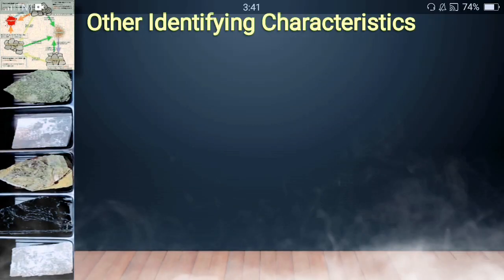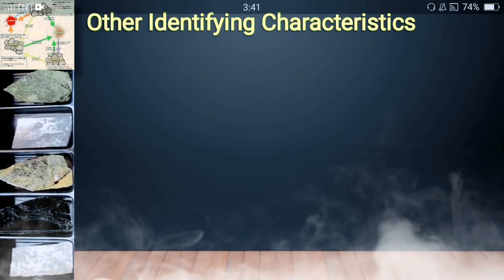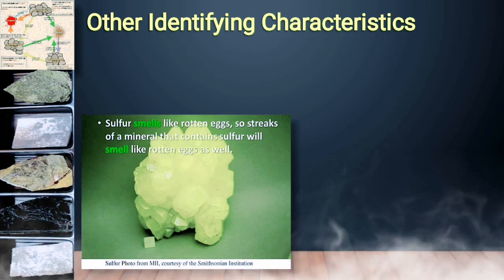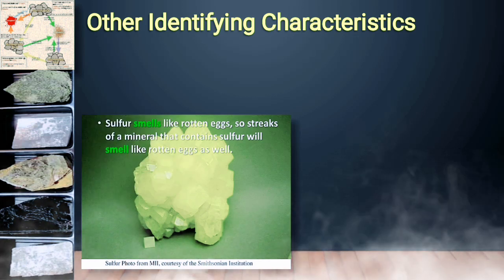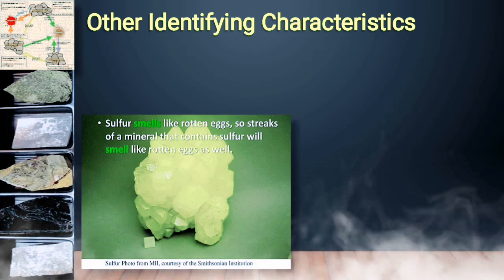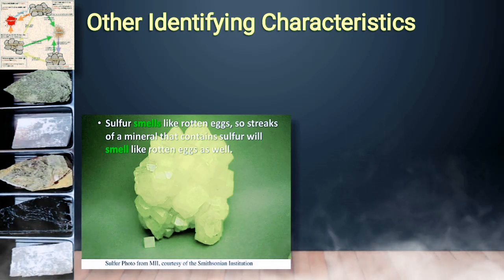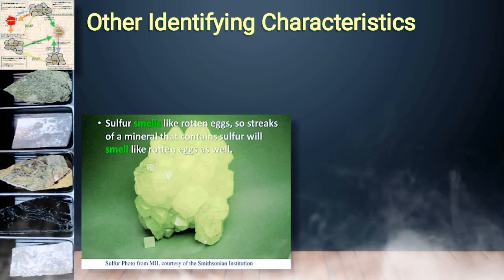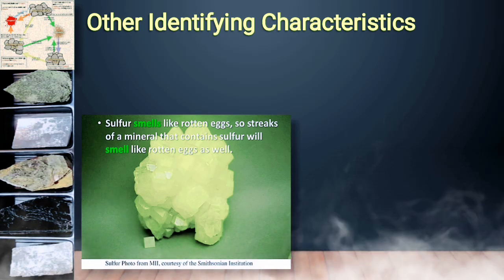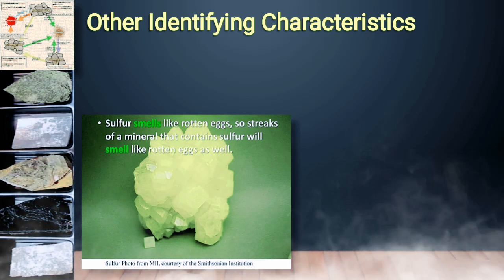Other identifying characteristics. Some minerals have unusual properties that can be used for identification. We have here smell. Some minerals have a distinctive smell. Sulfur smells like rotten eggs. So streaks of minerals that contain sulfur will smell like rotten eggs as well.